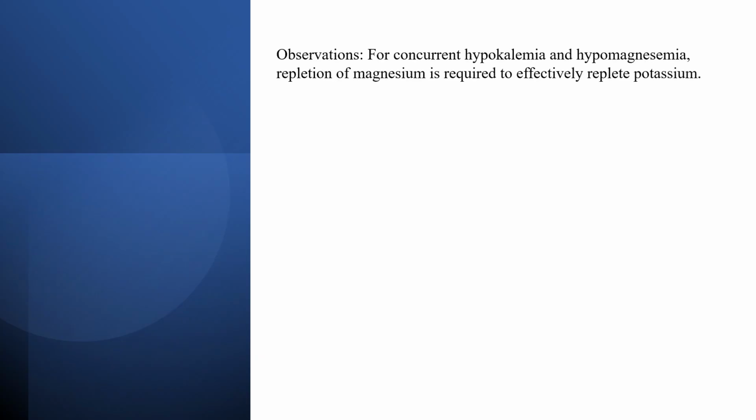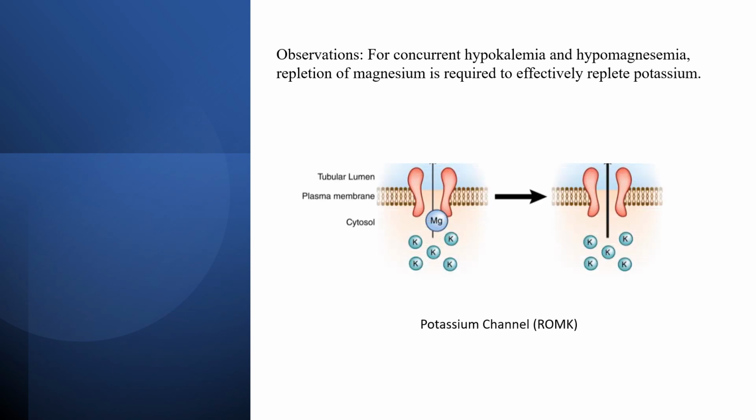A side note about renal potassium secretion. For many years, there have been observations that in patients with concurrent low serum potassium and magnesium levels, repletion of magnesium is required to effectively replete potassium. One of the reasons behind this is as follows.